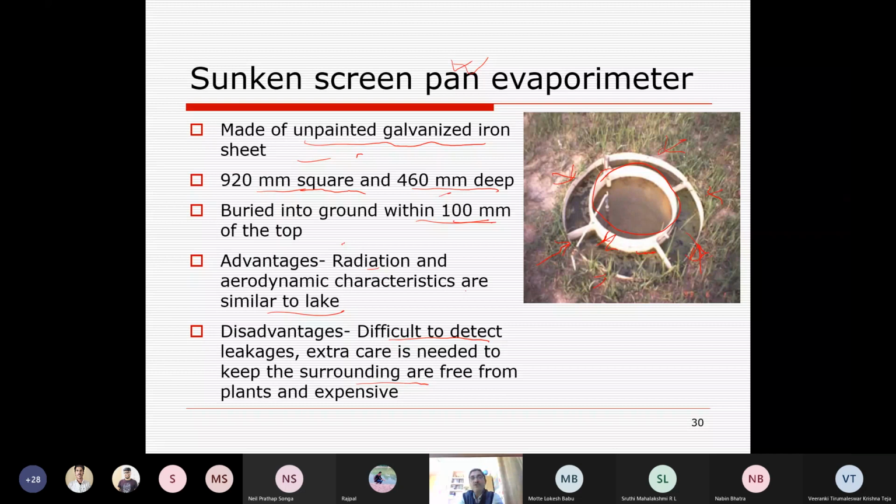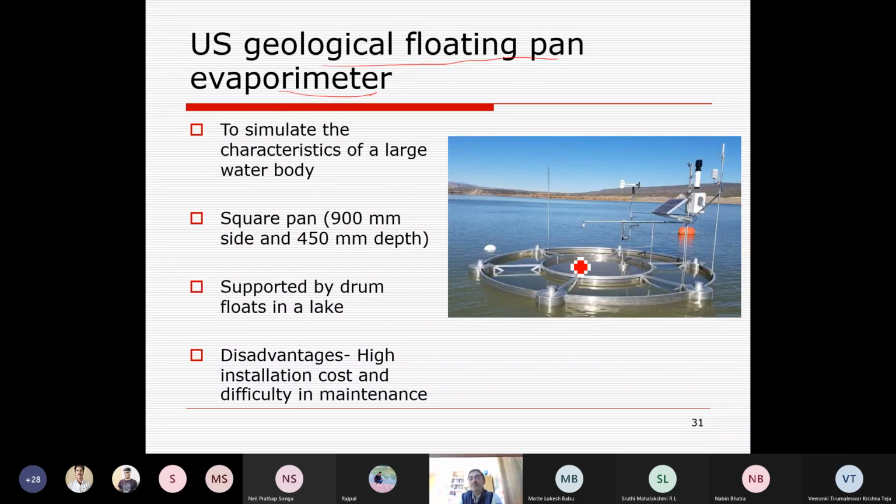Fourth is the US Geological Survey floating pan evaporimeter. To find out evaporation from a water body, just like a lake or pond, there is a floating kind of pan to simulate the characteristics of a large water body losing water as evaporation. It is of 900 millimeters height and 450 millimeter depth, and supported by drum floats in the lake so that it floats and the amount is measured every time. So what are the disadvantages? A high installation cost and difficulty in maintenance, because sometimes it is disturbed by the lake condition.